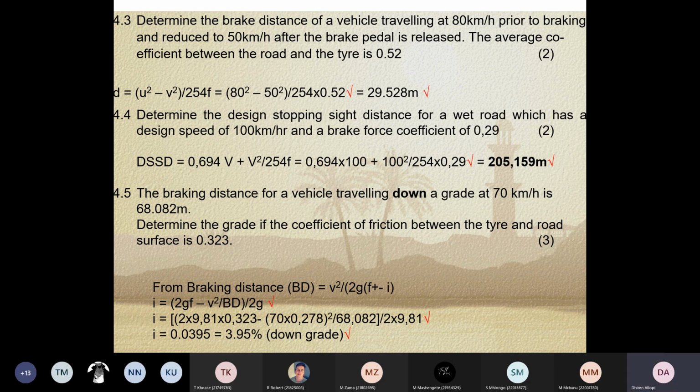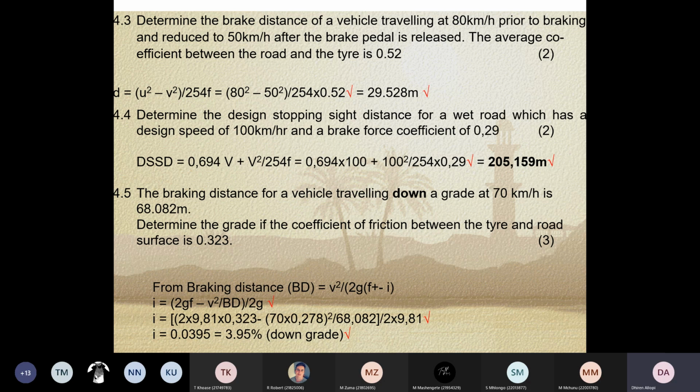That brings you to the last question. The braking distance of a vehicle traveling down a grade. Note, down is highlighted, down a grade. That's 70 kilometers per hour. So the braking distance is given to you, 68.082. From there, you're required to determine the grade, that downgrade, if the coefficient of friction between the tire and road surface is given as 0.323.